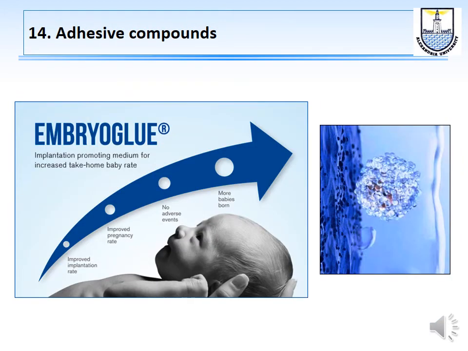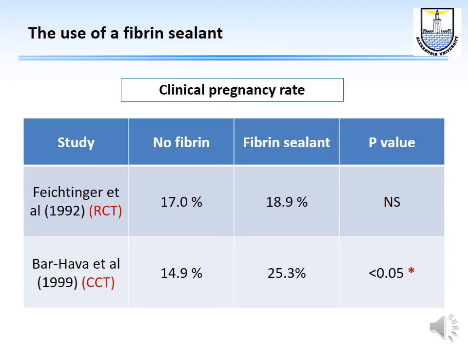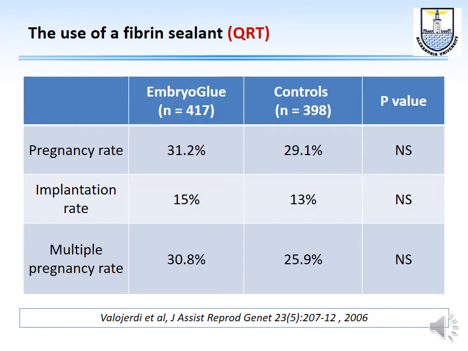What about having an adhesive compound to help the embryo stick to the wall of the uterus? Well, contradiction. Barhava, Italia, in 1999 conducted a case control trial and said it works. Then Feichtinger did a randomized control trial, and he said it doesn't work. Again, Valogiardi tried the embryo glue, and he found no difference really.